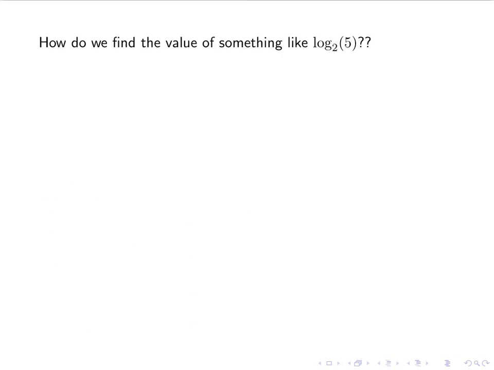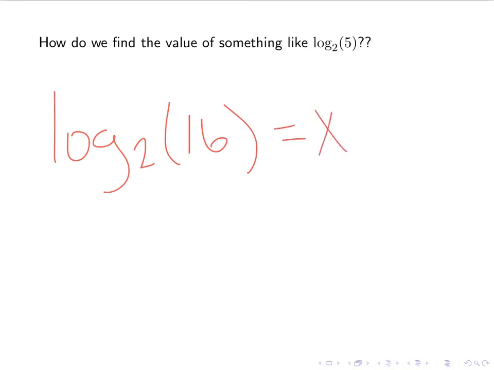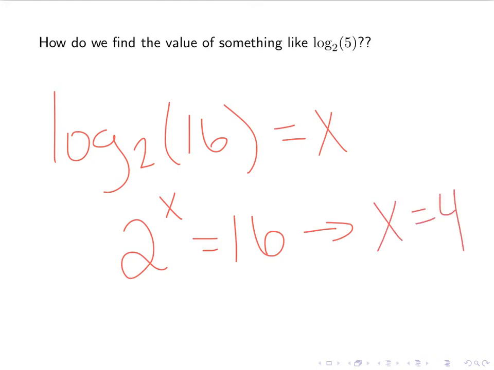How do we find the value of something like log base 2 of 5? If it's something that we can easily find with the exponents, then that's not too bad. If I had something like log base 2 of 16, well, for now I'll call it x because that's what I'm looking for. If I change it to an exponential, it would become 2 to the x equals 16, and I know that x is 4. So log base 2 of 16 equals 4.